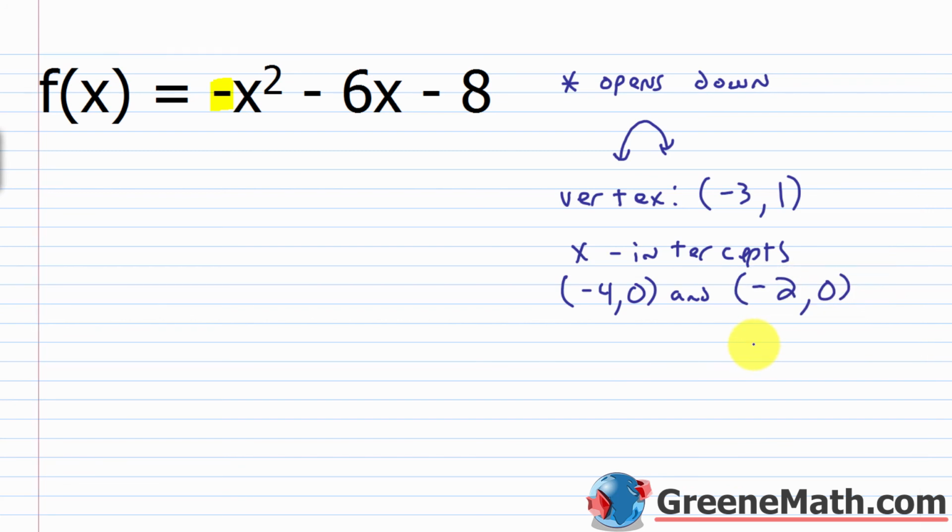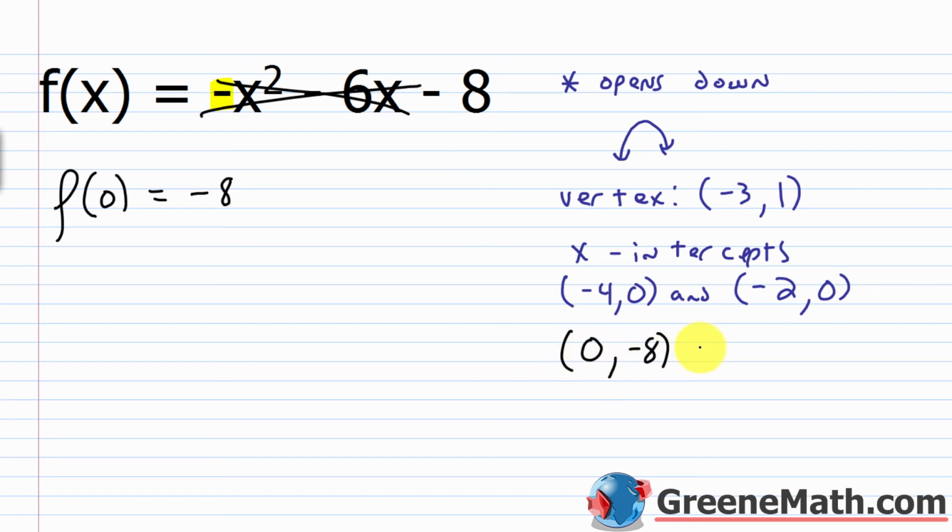Okay. Now where's our y-intercept going to occur? To find that, we want f of 0, right? I want to plug in a 0 for x. So if this was 0 and this was 0, they'd basically be gone, right? I just have negative 8 there. So f of 0 is negative 8, so we would have an x value of 0 and a y value of negative 8. This is your y-intercept.